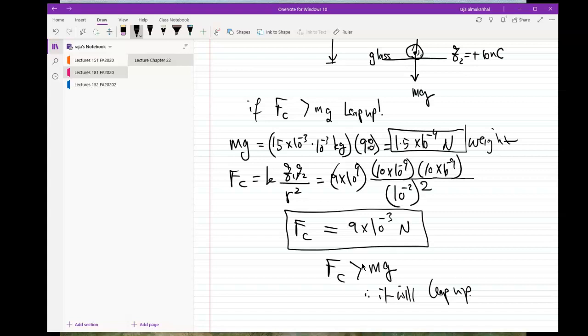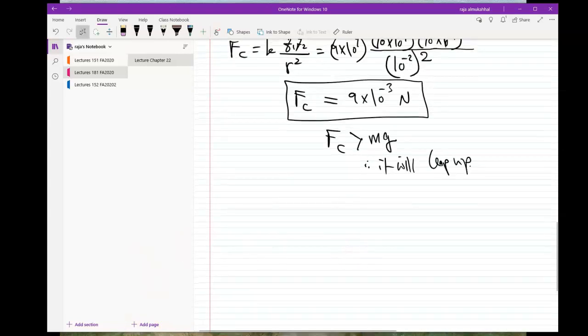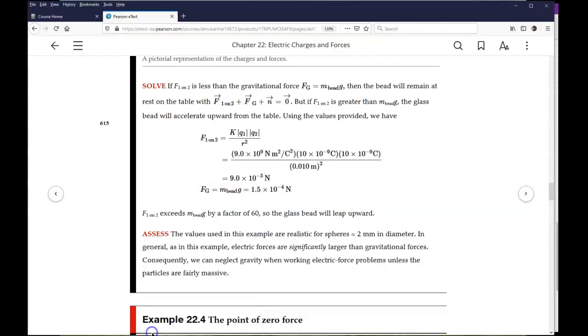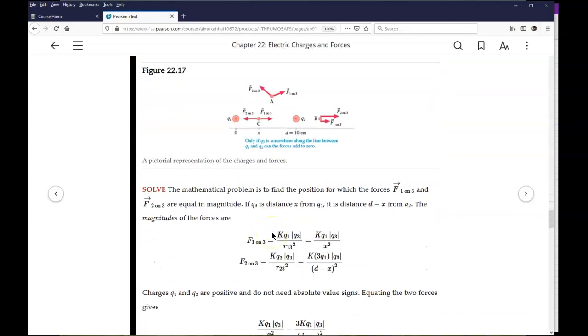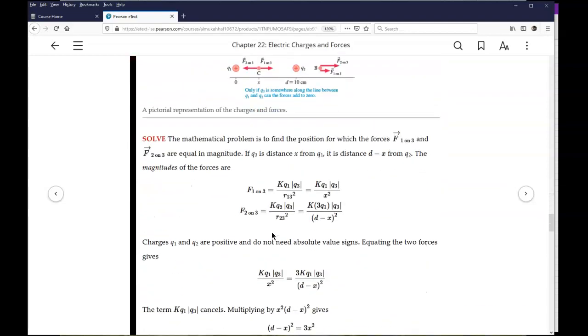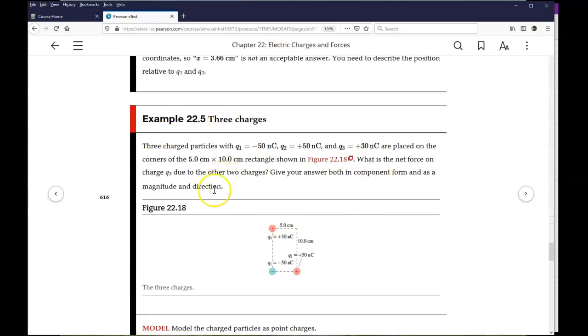Another problem. Problem 22.5. This one requires some trigonometry, vectors, lots of vectors. There it is right here. Let me read it for you. There's the diagram right there. I'm going to draw a better diagram when we do it.